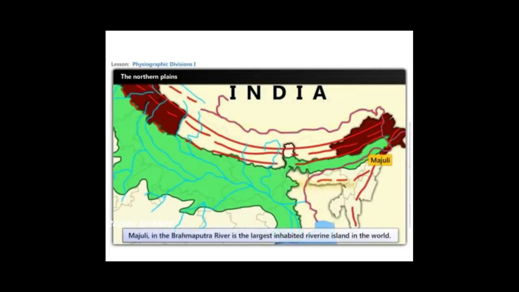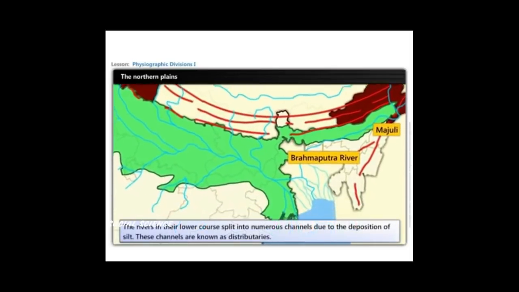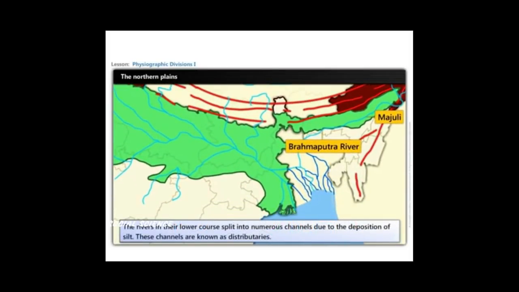Do you know that Majuli in the Brahmaputra river is the largest inhabited riverine island in the world? The rivers in the lower course split into numerous channels due to the deposition of silt. These channels are known as distributaries.